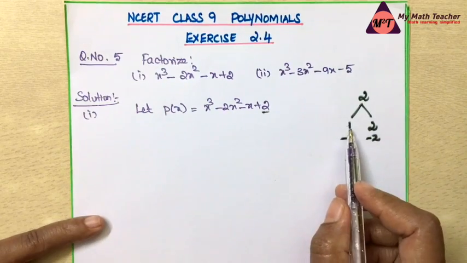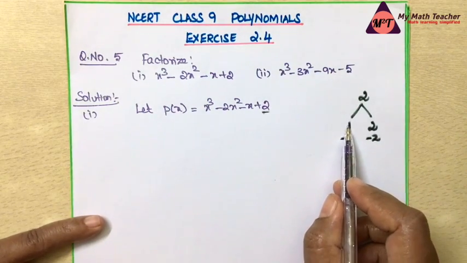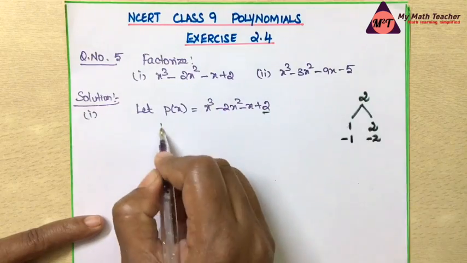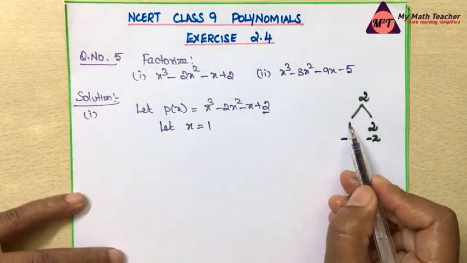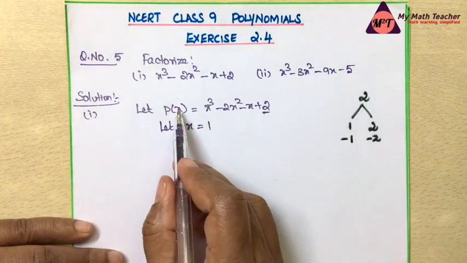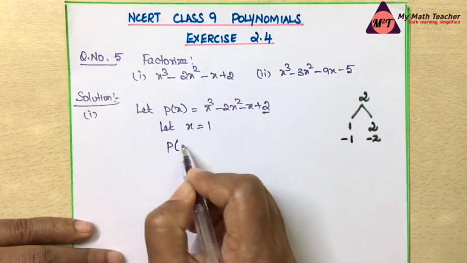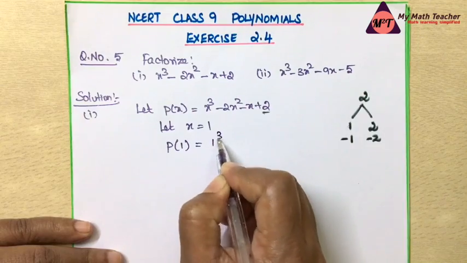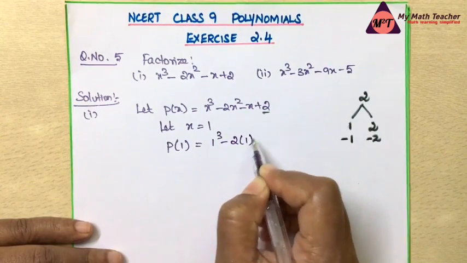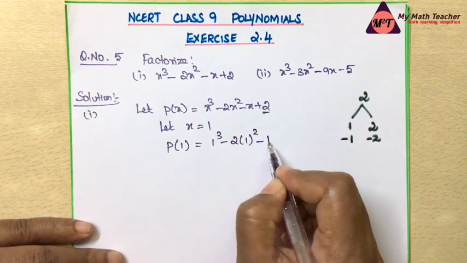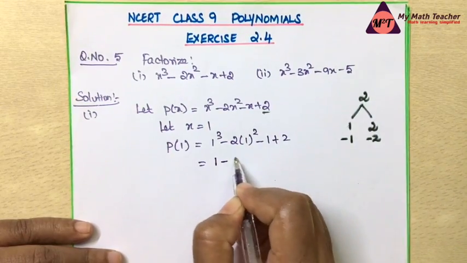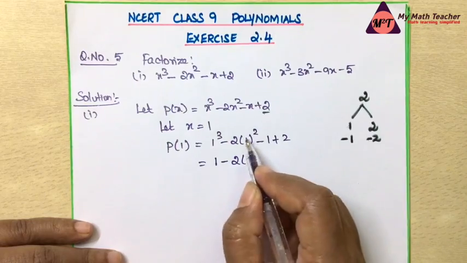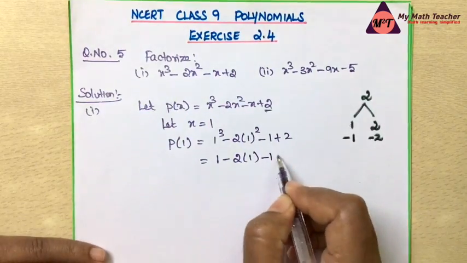Let us start applying one by one. Here I'll consider the first one. Let x is equal to 1. So when we are applying x value as 1, p of 1 is equal to 1 cube minus 2 into 1 square minus 1 plus 2. Here 1 cube is 1, minus 2 into 1 square is 1, minus 1 plus 2.